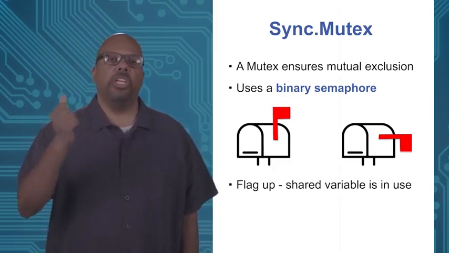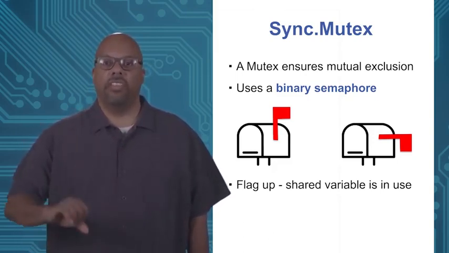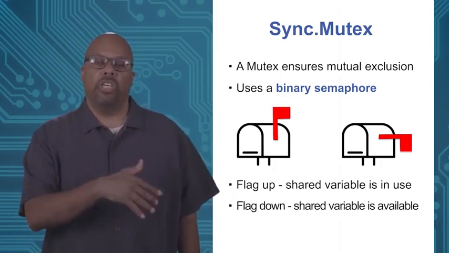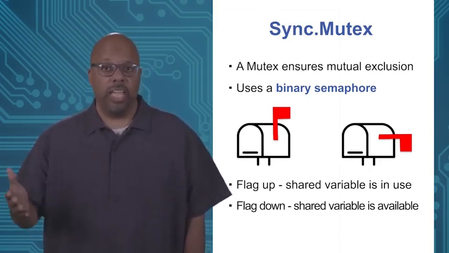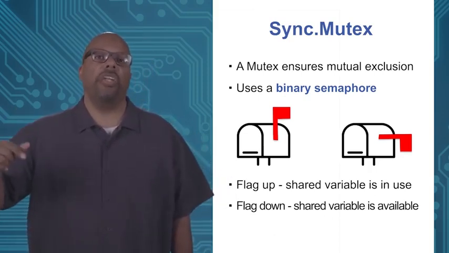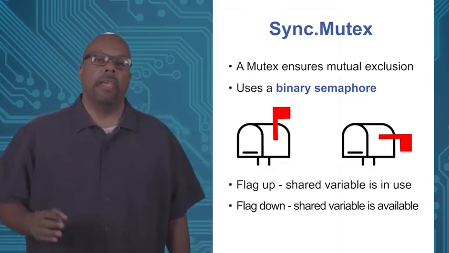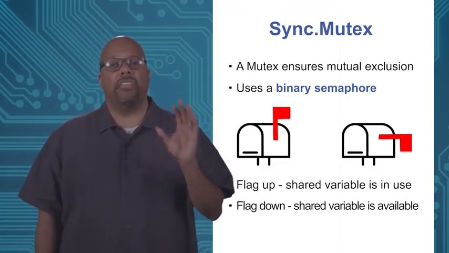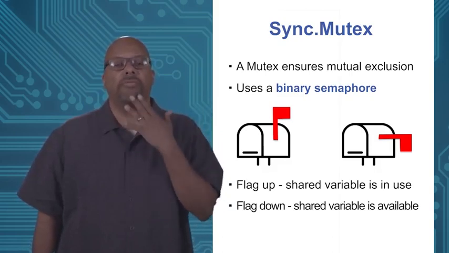So the flag should be up when one Go routine is writing to I. And the flag being down means the shared variable is available. So when this one Go routine is done writing to I, the flag goes back down. And then the other Go routine knows, oh, now I see the flag is down, I can write to I if I want to. Each one of these Go routines has to adhere to this protocol: there's this semaphore, this flag, and it's binary. It's up or down, 0, 1.